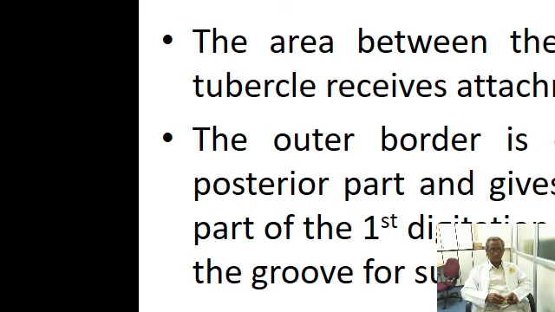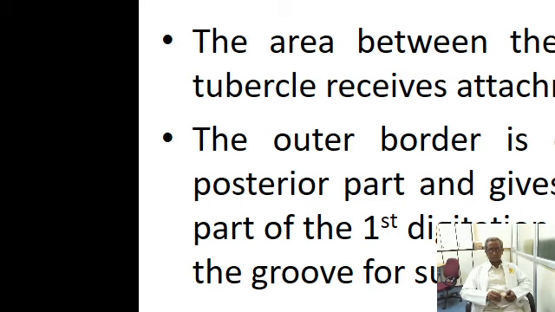The area between the arterial groove and the tubercle receives the attachment of the scalenus medius. The upper border is convex and thick in the posterior part and gives attachment to the upper part of the first digitation of the serratus anterior behind the groove for the subclavian artery.